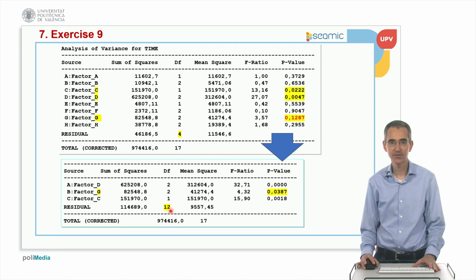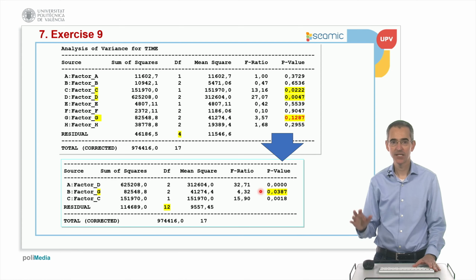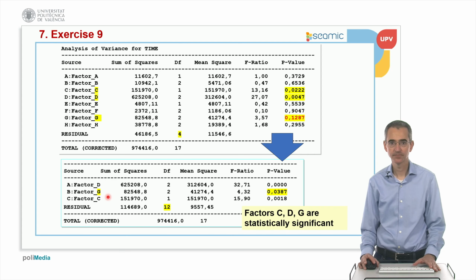Now we have 12 degrees of freedom in the residual, which is much better. So it means that the information is going to be reliable. So we have that for the factor D, the p-value is very small. For factor C, also the p-value is very small. And interestingly, here, the p-value was not significant, but here, the p-value is less than 0.05. So it means that the simple effect can be considered as statistically significant. So in order to optimize this process, we should determine the optimum conditions for factors D, G, and C.